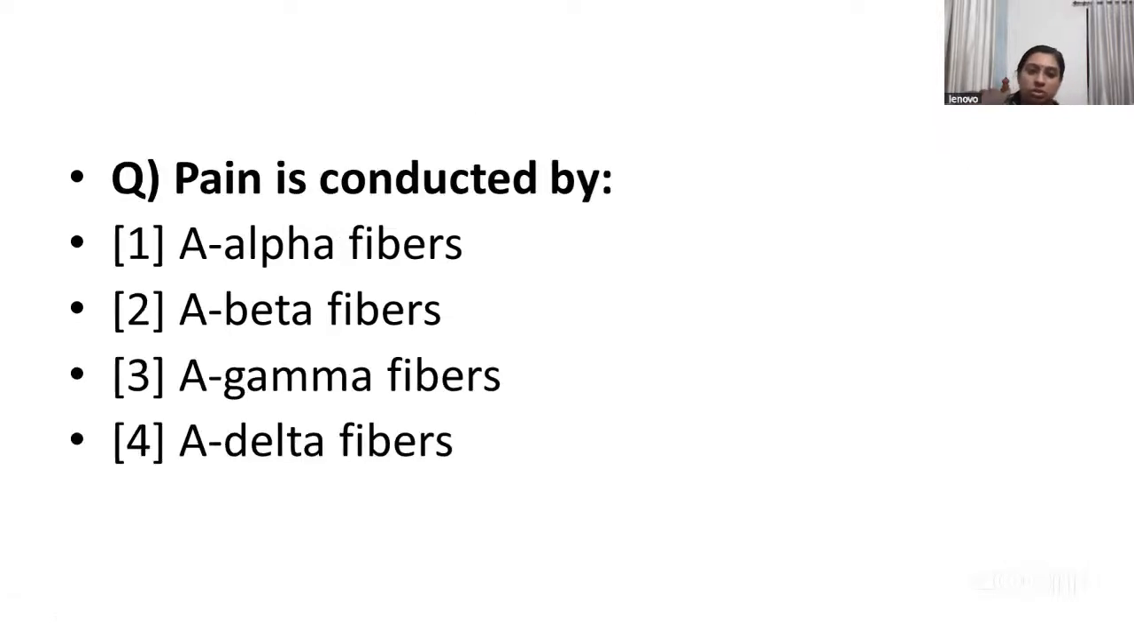Now, coming to some MCQs in the CNS portion. First question, you have to just read the question and the options and form yourself an answer and then check for the answer I'm giving here. Pain is conducted by A alpha fibers, A beta fibers, A gamma fibers, or A delta fibers. What's the answer? Pain is conducted by A delta fibers and C fibers also.